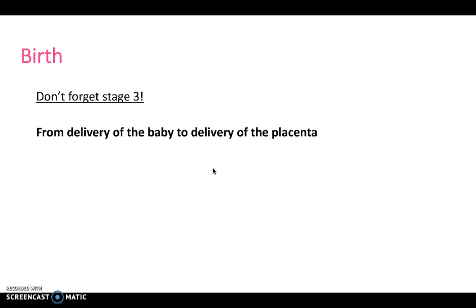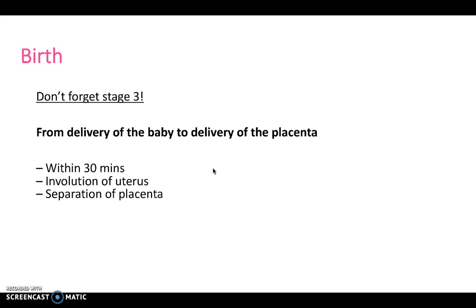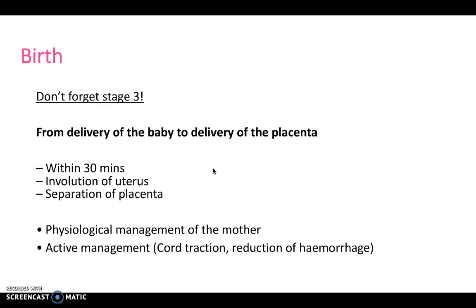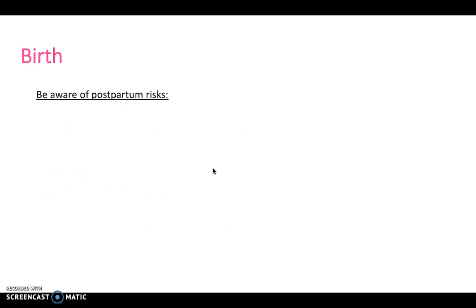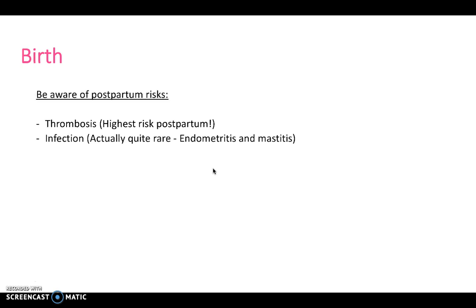And don't forget stage 3, from the delivery of the baby to the delivery of the placenta. So this usually occurs within 30 minutes, involving the involution of the uterus and separation of the placenta. Physiological management of the mother is really important during this time, as well as active management, so cord traction, and reduction of hemorrhage is really important. So be aware of all the postpartum risks that can occur, and the main risk usually is some form of thrombosis. In addition to that, there may also be infection.